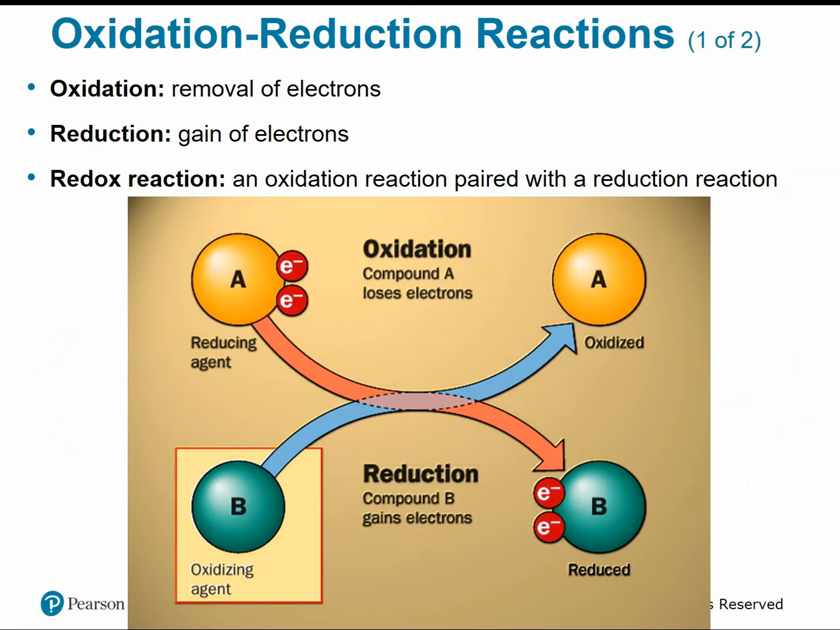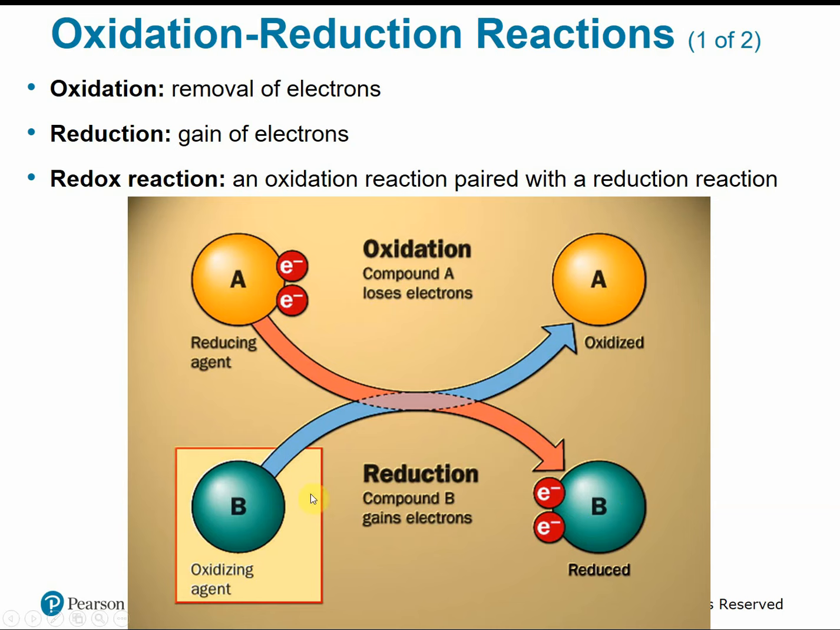Oxidation-reduction reactions are common coupled or paired reactions. Oxidation involves the removal of electrons. Right? So this compound A has some electrons here. It's been oxidized, and now it has no more electrons. Reduction is the gain of electrons. Right? So the electrons that were oxidized from A have now been reduced to B. Compound A has been oxidized, and compound B has gained electrons and been reduced.